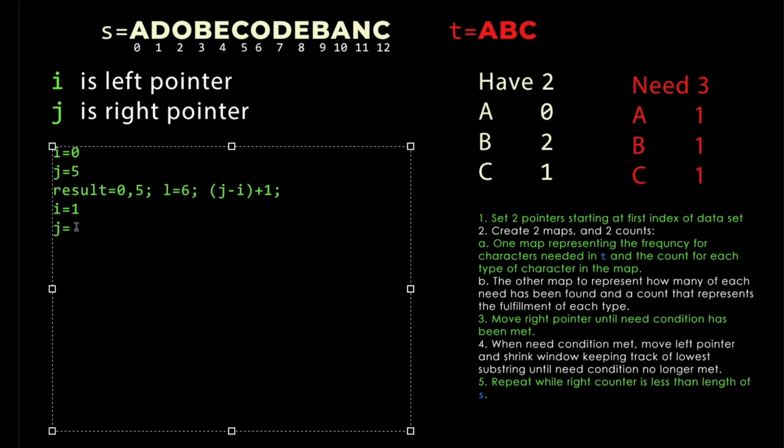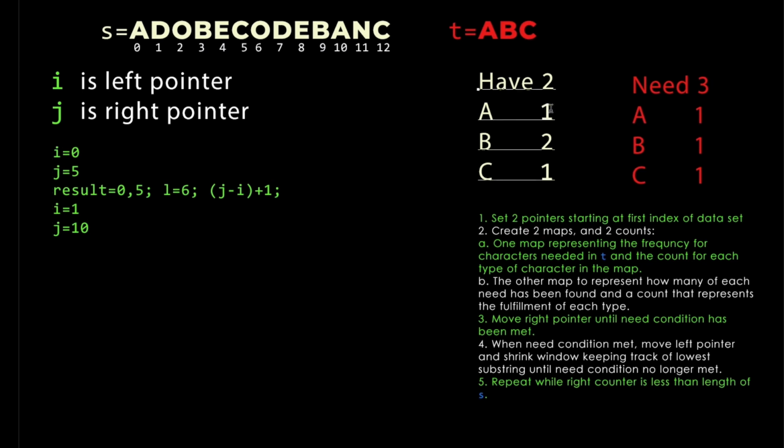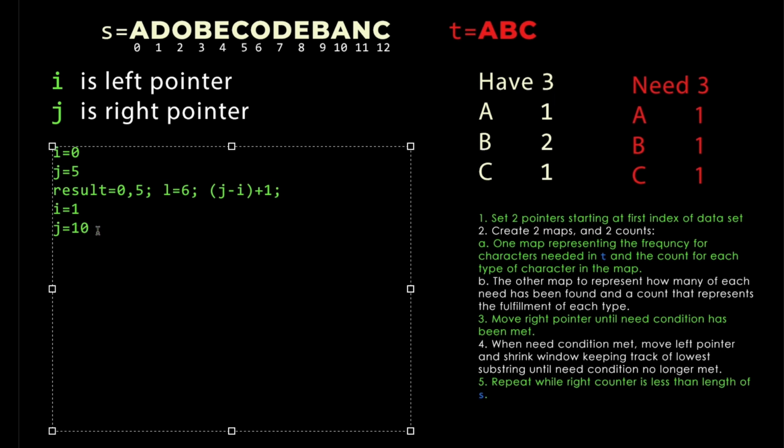10, it's an a, and now it satisfies the condition. And so our have count also increments. And since it satisfies the condition, this gives us the opportunity to now check for our new minimum substring. And the new minimum is still going to be 6, because 10 minus 1 is 9, plus 1 is 10. And so we're still going to have a minimum of 6.